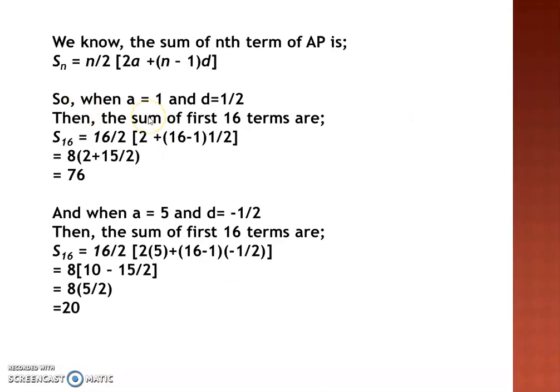Now since there are two APs, I need to find S16. That is what I have to find out. So two different S16 values will be coming. One S16 will be for the first AP with A equal to 1 and D equal to half. When you substitute everything in the S16 formula, that is 16 by 2 into 2A plus 16 minus 1 D, you will get it as 76. And for the second AP, that is when A equal to 5 and D is equal to minus half, you will get another value of S16, that is 20.